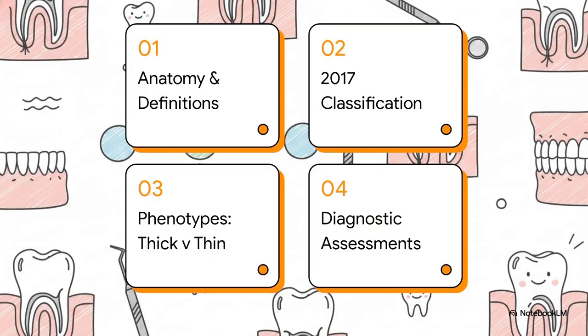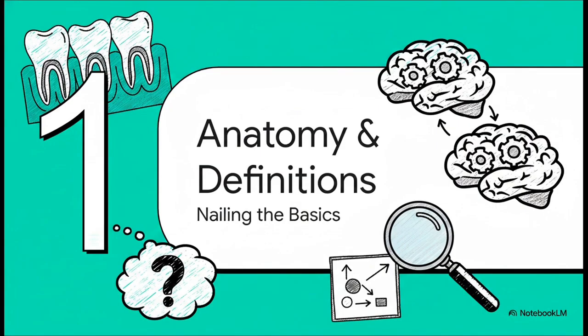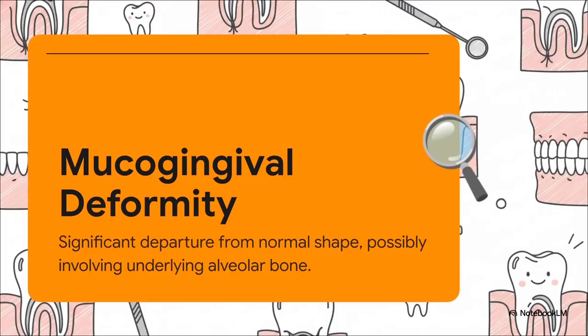First, anatomy and definitions. Second, the 2017 classification. Third, phenotypes, thick versus thin. And finally, diagnostic assessments. All right, Section 1, Anatomy and Definitions, nailing the basics. Let's get into it. Okay, pay close attention to this key distinction because it trips up a lot of people.